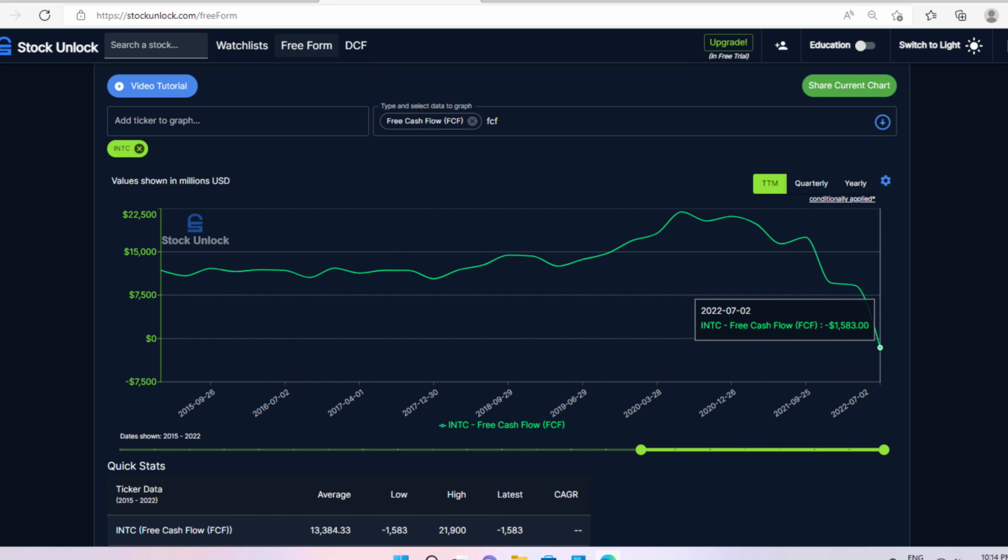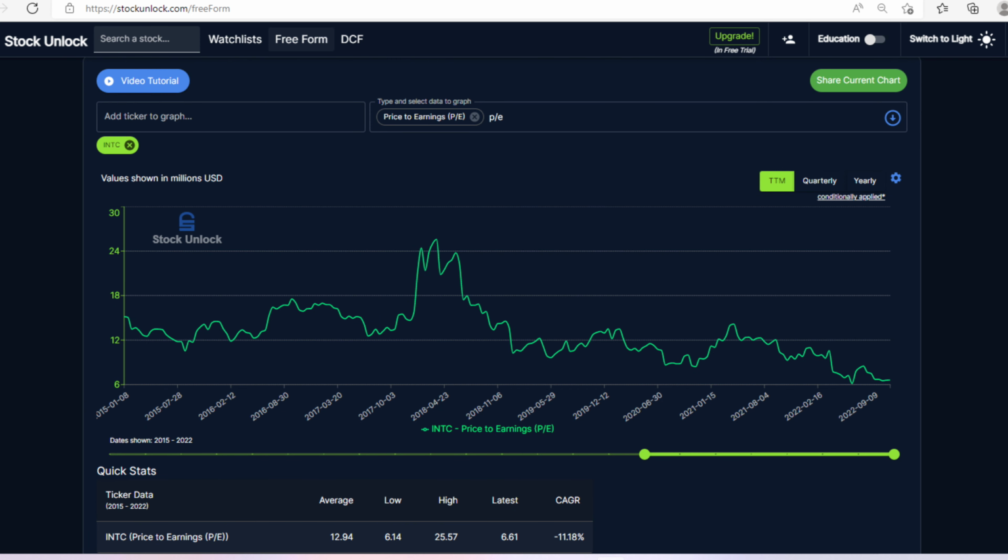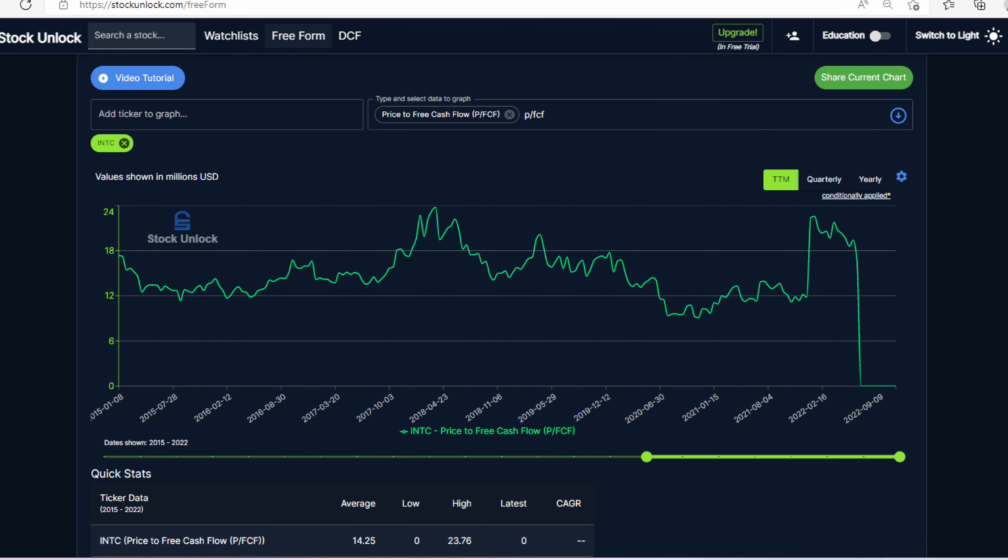The average free cash flow of the last 7 years is $13.3 billion. The total liabilities of this company is $69.2 billion. If you divide its total liabilities by its average 7-year free cash flow, it will take them 5.2 years to pay all of their liabilities and about 3 years for non-current liabilities. The average PE of this company over the last 7 years is 12.94 and its average price to free cash flow value is 14.25.